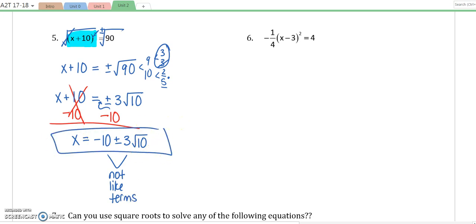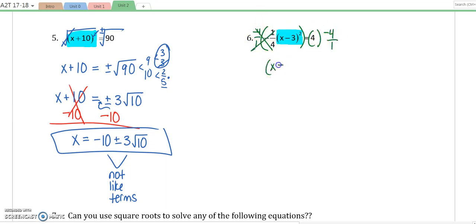All right, to show you one more example, take a look at number 6. So same thing, whatever's being squared is the part I want to get by itself. So that's just this part in parentheses here. So that negative 1/4, I'm going to get rid of it. Now normally when there's a number in front like that, a coefficient, we would divide. But since it's a fraction, hopefully you remember what we do instead, we're going to multiply by the reciprocal. So that would be negative 4/1, and I'm going to do it to both sides. Okay, that gets rid of our fraction.